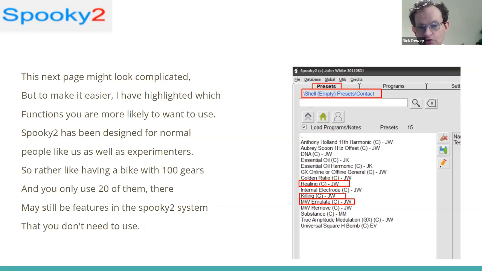So for most basic work, you'll only need to use healing CJW, killing CJW, and MW emulate CJW. These are the ones which I use most frequently, and therefore they are good. The other ones you can experiment with. If you are dealing directly with essential oils, then you can use the essential oils and essential oil harmonics. If you're trying to attack things based upon their DNA, and you're taking something from the DNA database, you can use the DNA shell in much the same way as we are doing today with this particular demonstration in this PowerPoint of contact work.